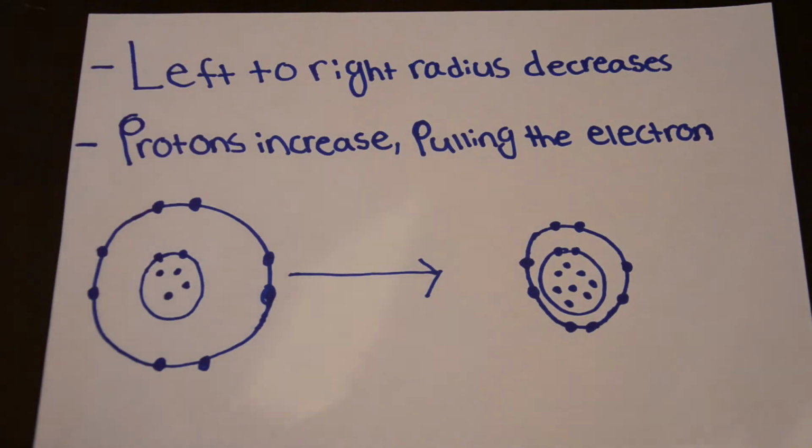Whereas compared to this image, there are lots of protons, and because of that the protons attract the electrons, and so the energy levels manage to come close to the nucleus. And because of that, when you go left to right on the table, the right side has the smallest radius.